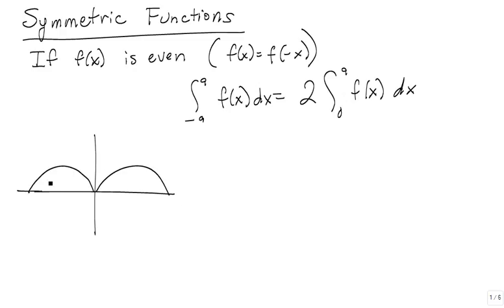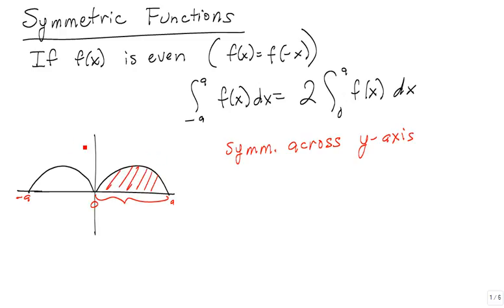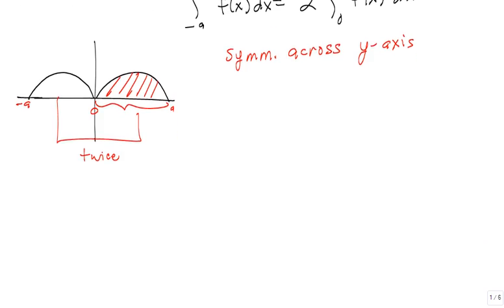Even means symmetric across the y-axis. We don't do symmetry across the x-axis, it's not a function. So this is negative a to a. So instead of going from negative a to a, we'll just go from 0 to a, integrate this, and then multiply it by two. There's 2 of those humps. So if it's even, you're just going to go from 0 to a and multiply it by 2. Okay, we use that a lot.